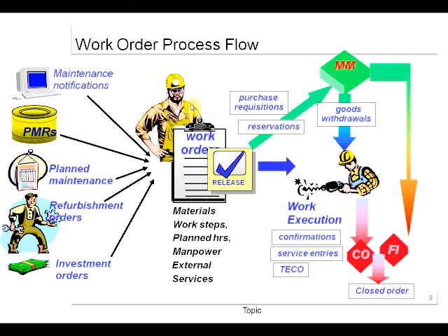In the work order I will give what all materials are used, what all work steps or operations I'm going to carry out, what is the planned hour for this work order, what is the manpower required, and whether I need external manpower or any contract services. Everything will be input in this work order. Once everything is done, I'll release the work order.